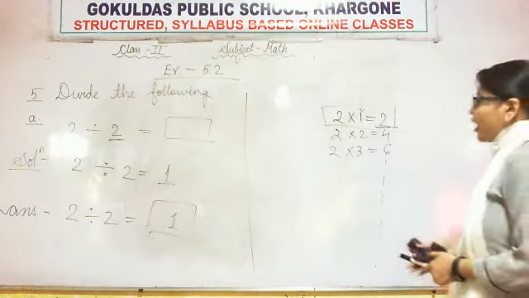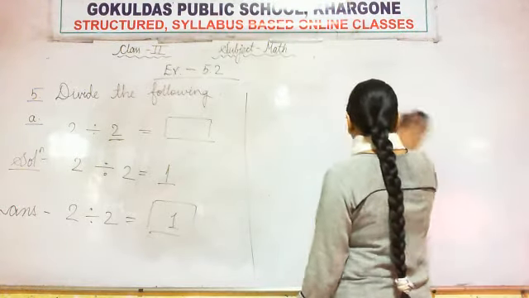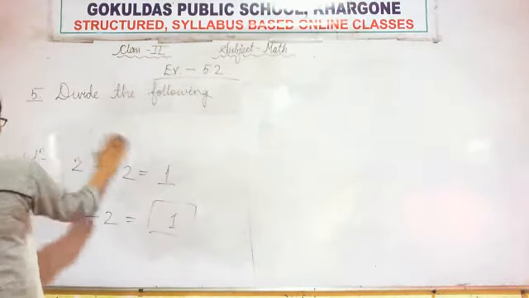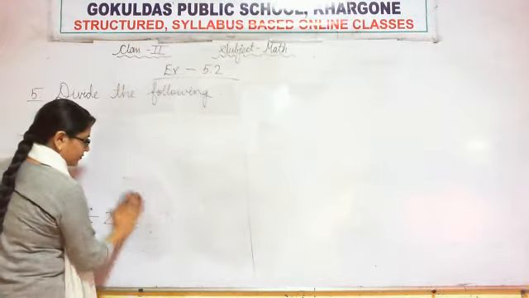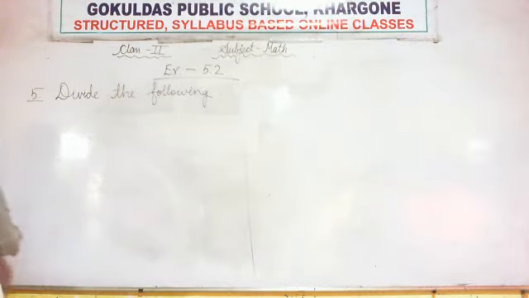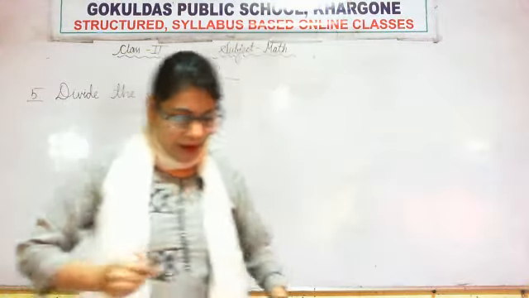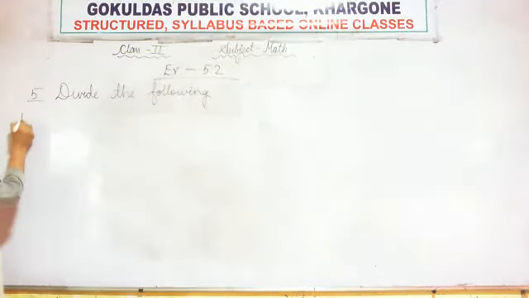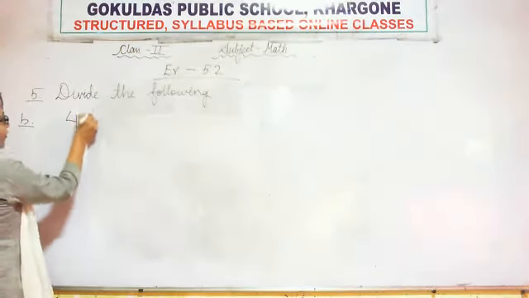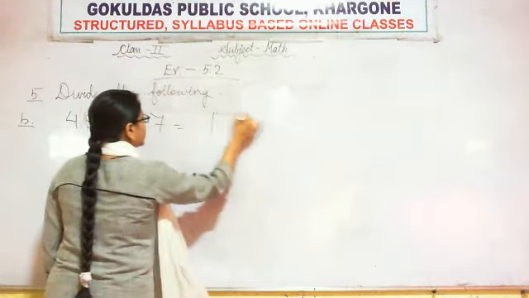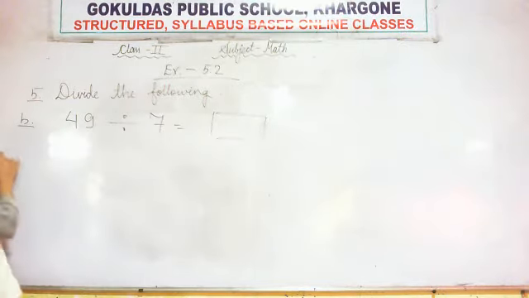Okay, I hope you have written down. Now the next question. Okay, so the next question is part B, 49 divided by 7. 49 divided by 7 is equals to blank. So we need to find out its answer.